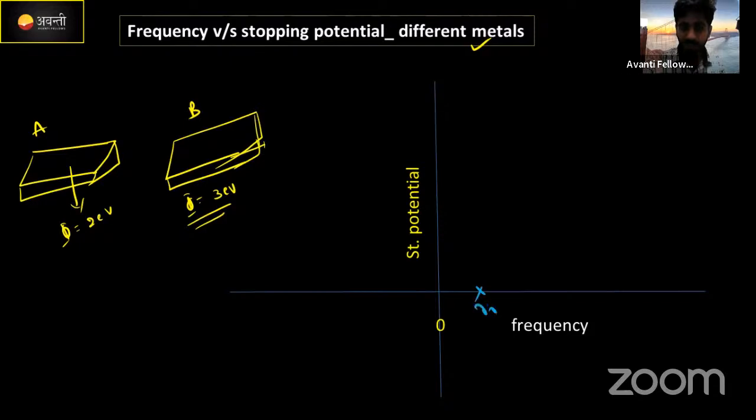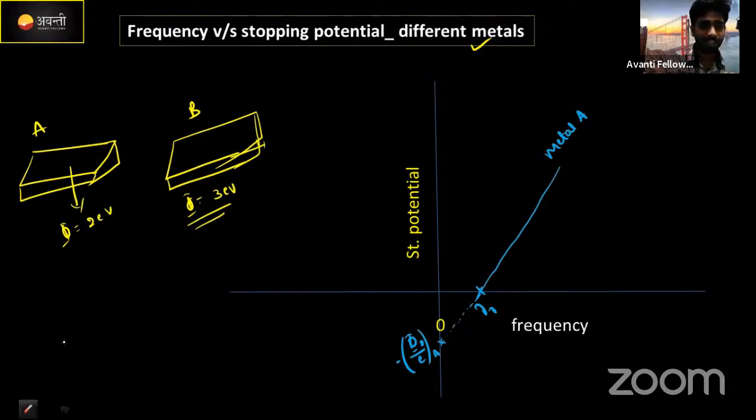Same thing we did in the last plot, we want to do the same here. The threshold frequency for the first metal A will start from here and it will rise like this. This is for metal A. As the frequency increases, the stopping potential also increases. If you extend it backward, it will intersect at this point, which gives the work function upon electron, -1 for metal A. This we already know.